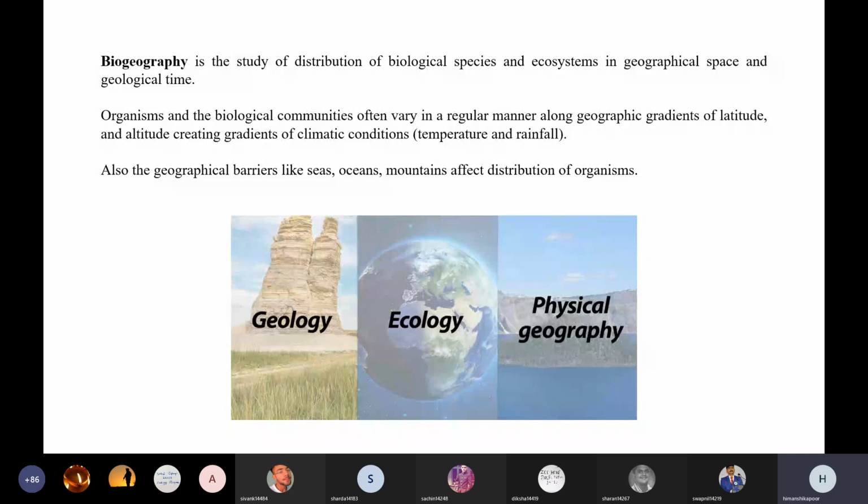So biogeography is the study of the geographic distribution of plants, animals, and other life forms. When we are considering the geographic distribution, what is major here? The environmental conditions, the geographical space, and the geological time. So we are studying how plants, animals, or other life forms sustain in different environmental conditions which are due to different geographical spaces.